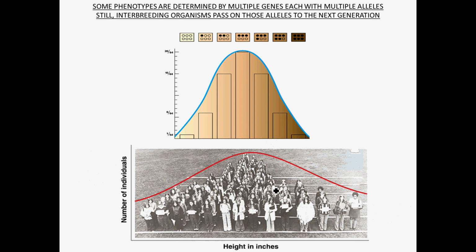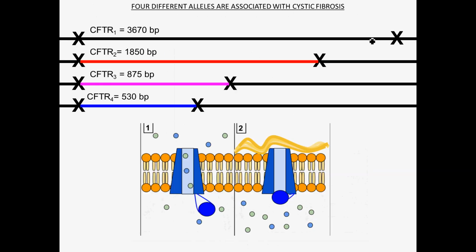Some phenotypes are determined by multiple genes, each with multiple alleles, but still interbreeding of organisms passes on those alleles to the next generation. And so what we're seeing is not a discrete situation here, but rather a variation showing a normal distribution, where you get shades of, say, pigmentation or height. Multiple alleles are determining this, and so it's not as simple sometimes. However, you can use some of the same principles here to predict what should happen in the next generation.